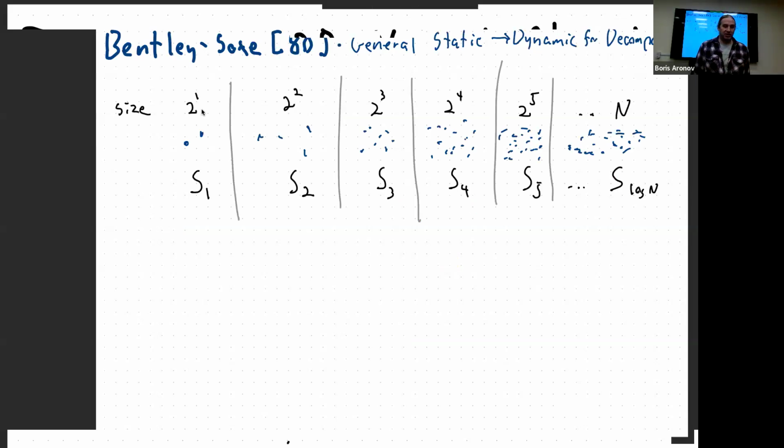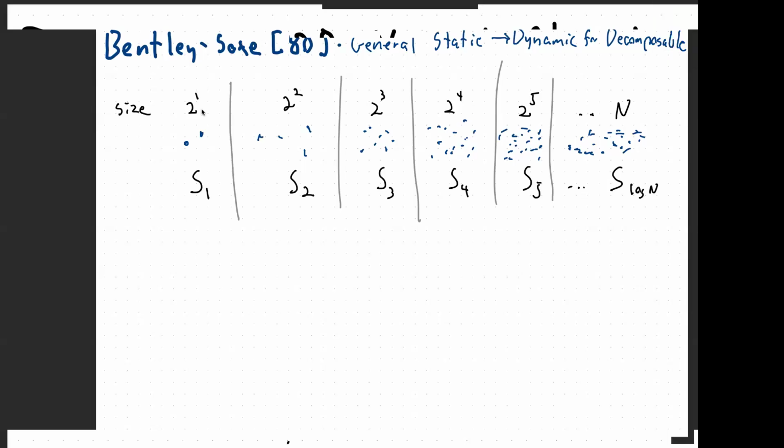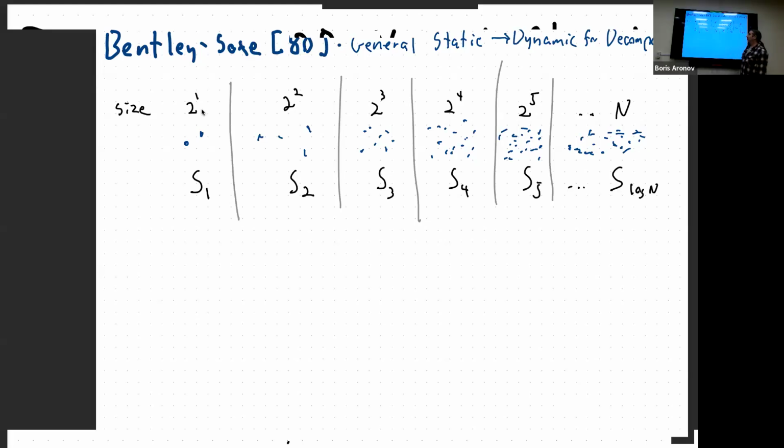So Bentley-Saxe in 1980 had a very general static to dynamic construction for any problem that's decomposable. And the method is simple enough. All you do is you have exponentially increasing sets of your stuff, in this case, points. If you want to query, there's going to be a logarithmic number of these sets. You query in each set, and from those queries, you combine them. Now, how do you insert?